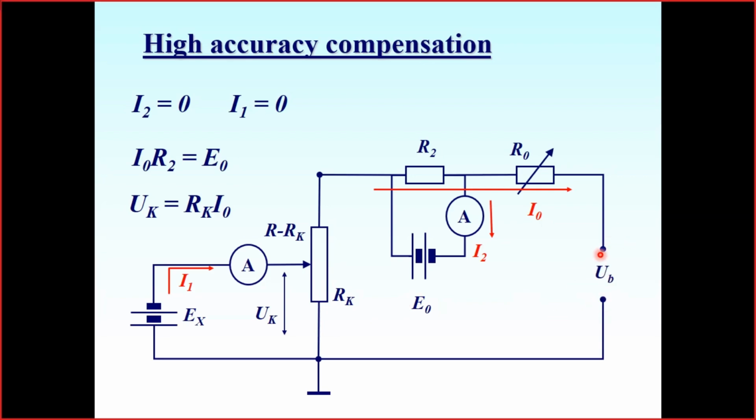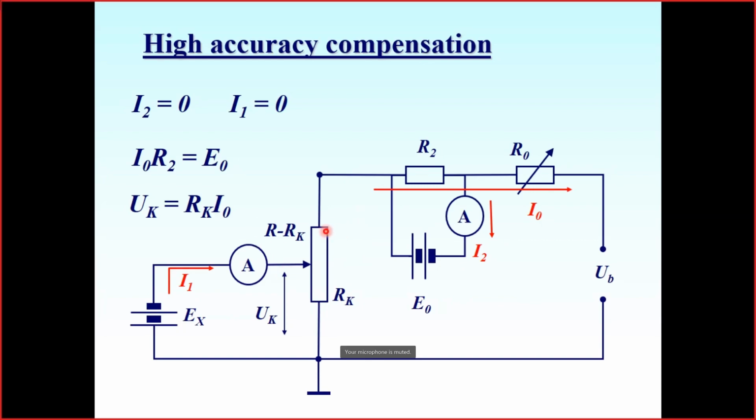So how does the process of this high accuracy compensation actually happen? First of all, the connection is very similar. Here we still have this connection for the compensation of the measured electromotive force, but here we have an additional circuit for the compensation of this normal cell, and we need 2 amps. One important feature of these amps: they are not necessary to show us a voltage or a current. They should indicate 0, whether we have current or no current.